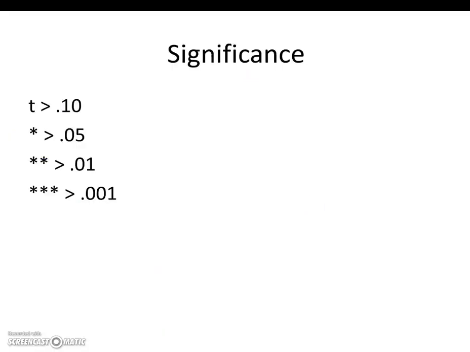Now, this is just a reminder. You may not be ready for this yet, but when you make your tables and you're writing things in, many of you will want to come back and check this out, so I've included it here. That T is when it's less than 0.10. If it gets down to 0.05, you get 1 star. 0.01 is 2 stars, and 0.001 is 3 stars. So you can just come back and reference this later on.